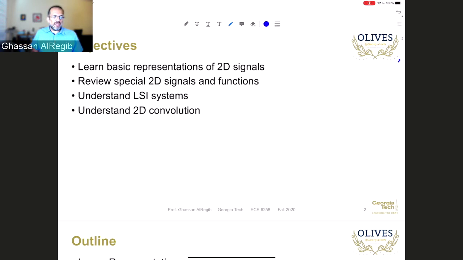And here we don't really have time, but we have space. So we will study LSI, linear spatial invariant systems. So LSI, you can think of it as an LTI, but instead of time, we have a two-dimensional space instead. And then we will look at the two-dimensional convolution. And then next Tuesday, next week, we'll study more detail after that.